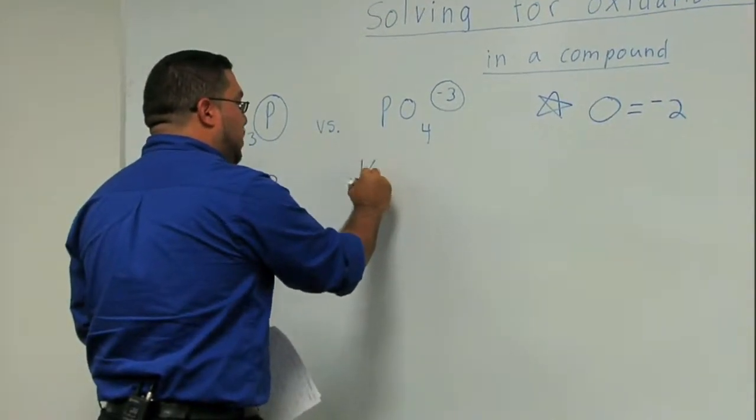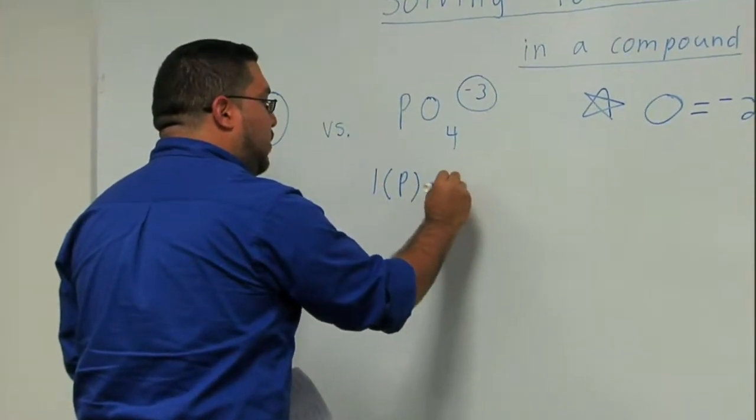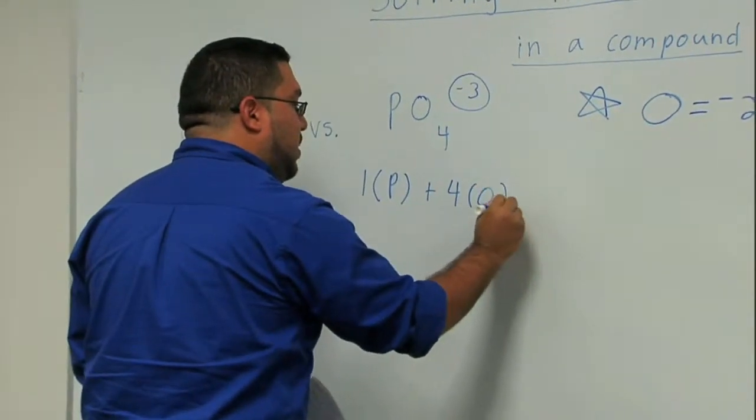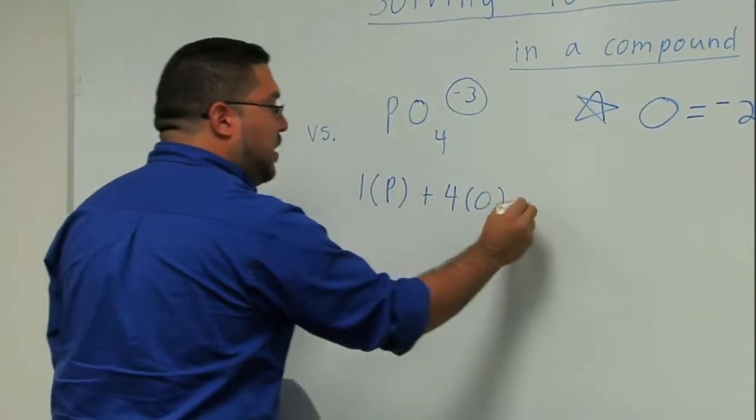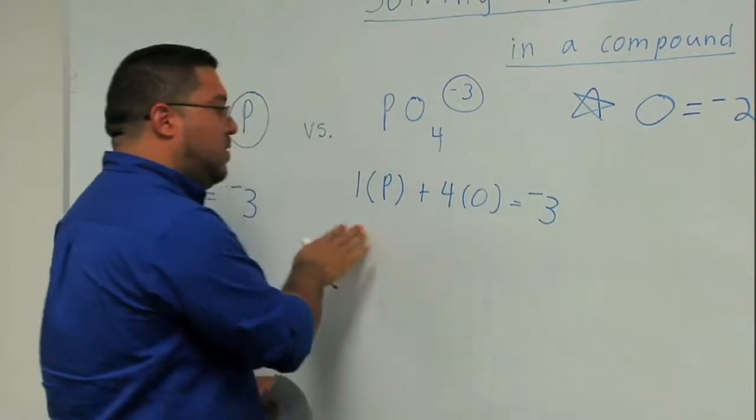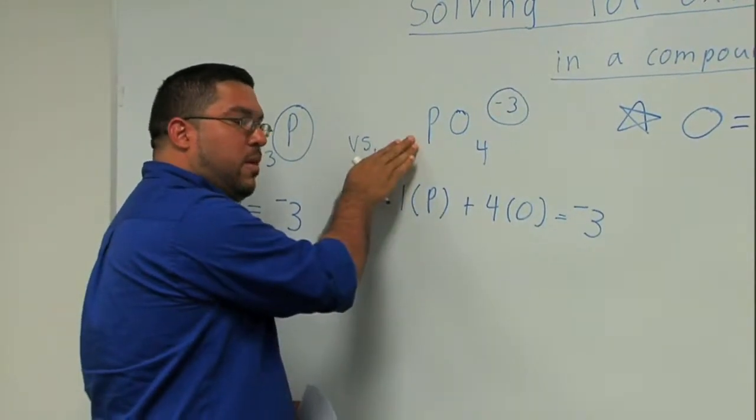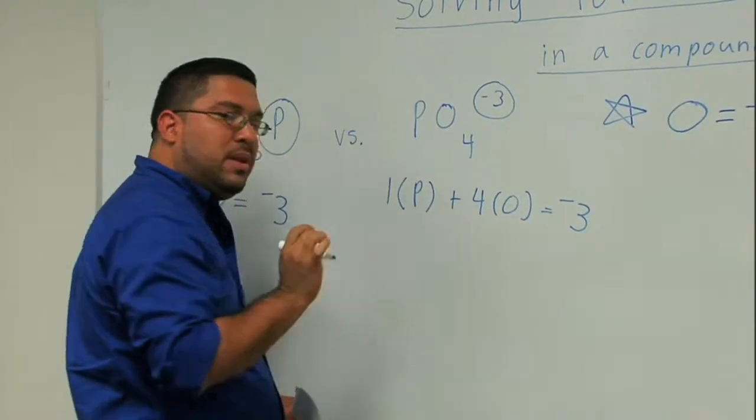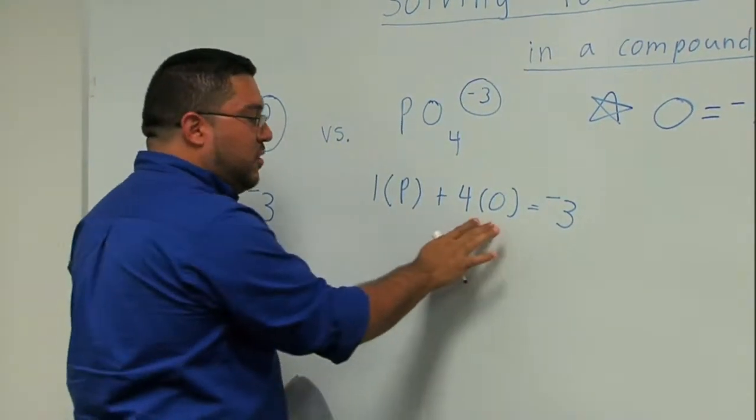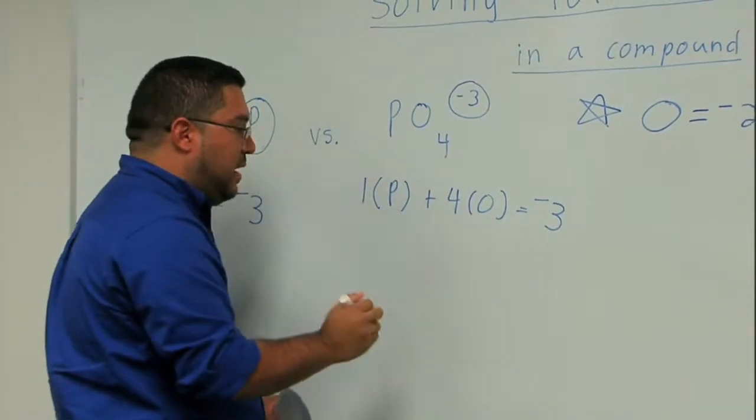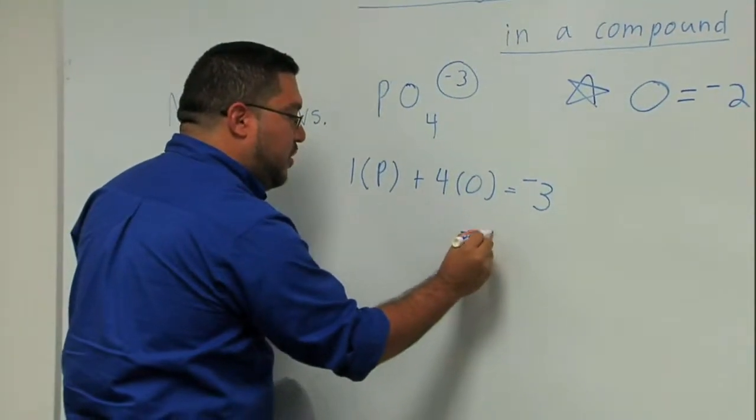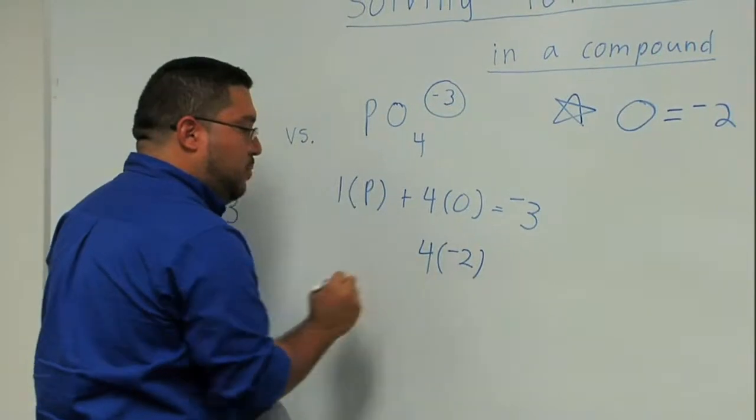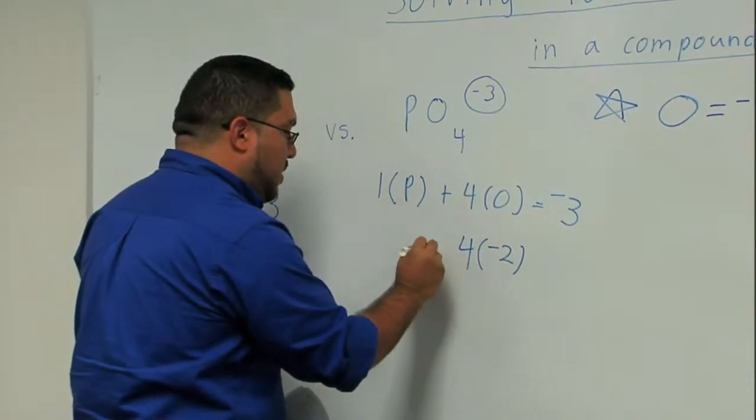It's 1 phosphorus plus 4 oxygens to give us a total charge of -3. So this is the equation that I've come up with from my chemical formula that I have here, correct? Next thing I want to do is plug in the charges that I do know. The one charge that will help me most of the time is oxygen. I know that oxygen is equal to a -2 charge, and then I'm going to plug that in, correct?